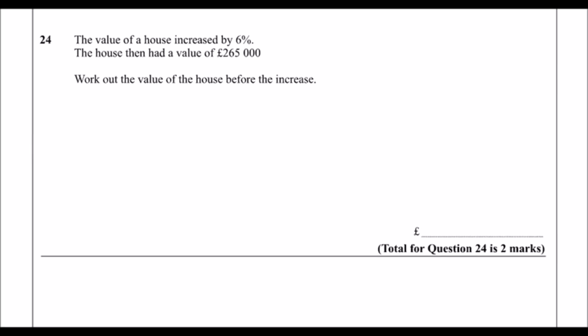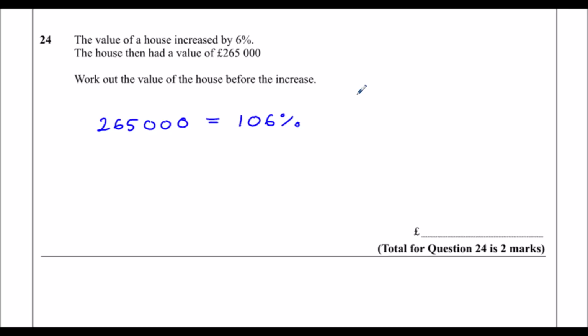Question 24. The value of a house increased by 6%. The house then had a value of 265,000. Work out the value of the house before the increase. So this is a reverse percentage question. The percentage change has already taken place. So we could say 265,000 is 106%. So it's 100%, the original, plus a 6%.